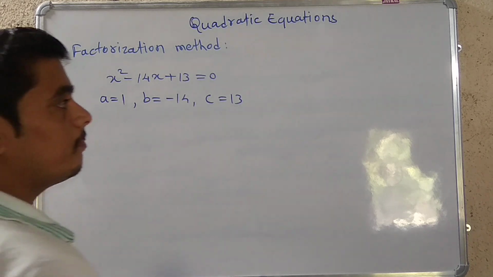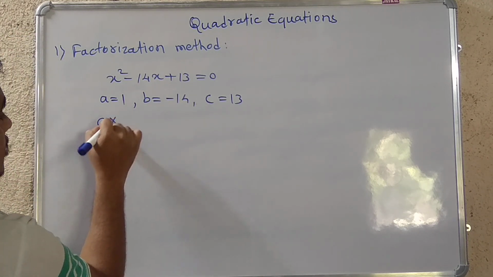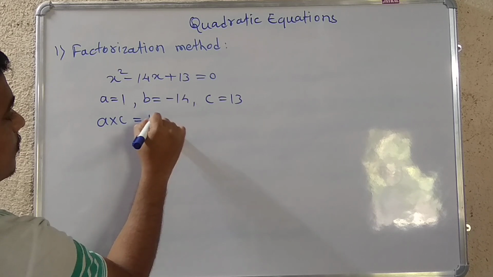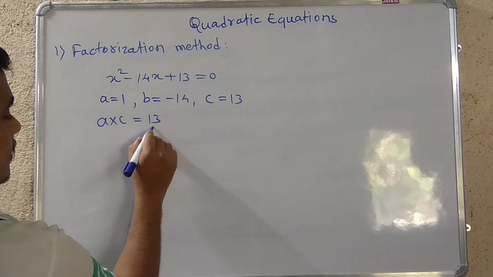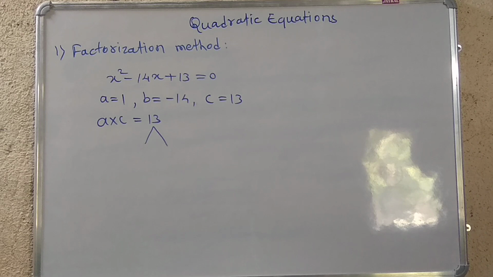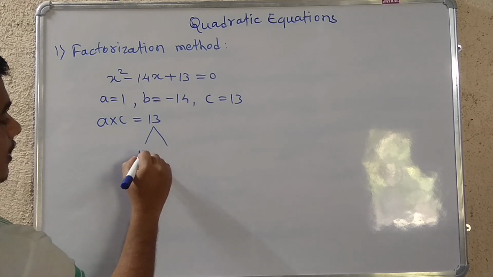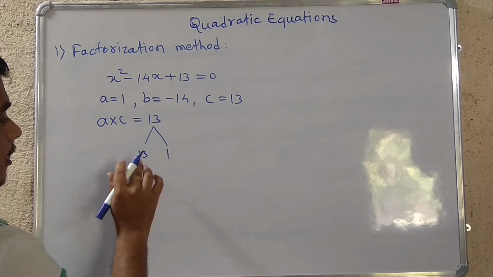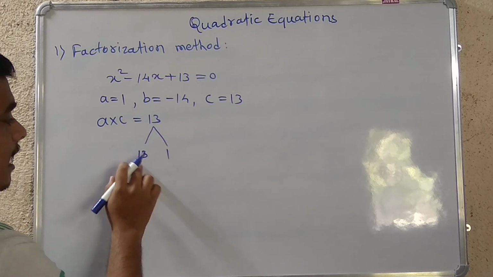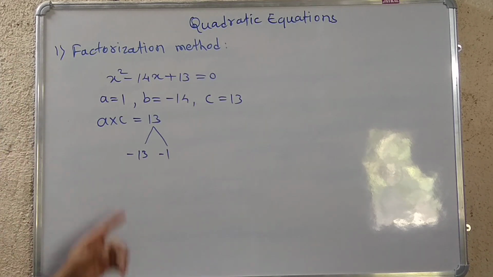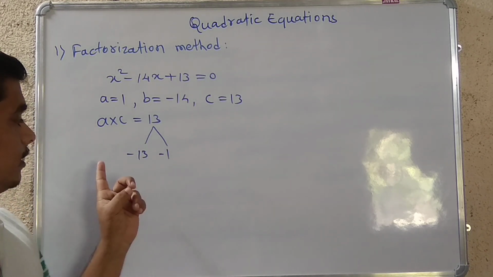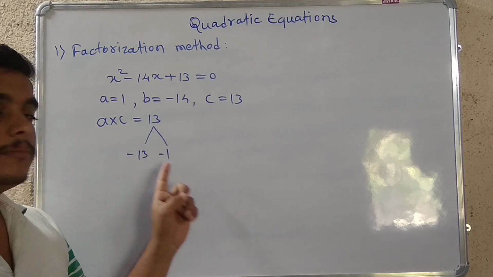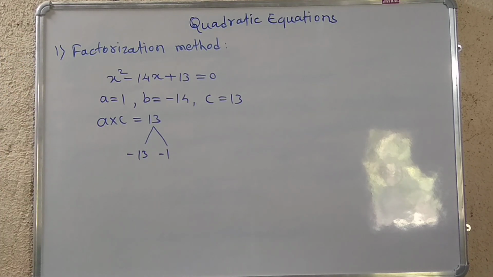Now what is our job? Just do the product a into c. In our case it is 13 into 1, which is 13. Then split this into two numbers such that the addition should be minus 14. Now as we know, 13 is a prime number, so its factors are only 13 and 1. Then to get the addition equal to minus 14, the sign of both the numbers must be negative. So the values of m and n as per the algorithm are minus 13 and minus 1. So we can insert them into the given equation.